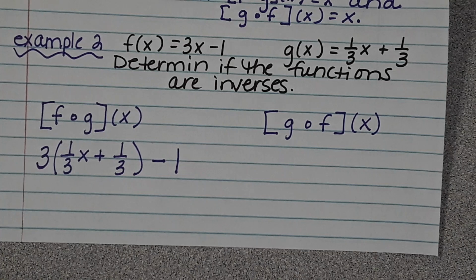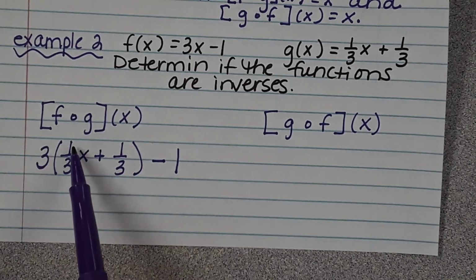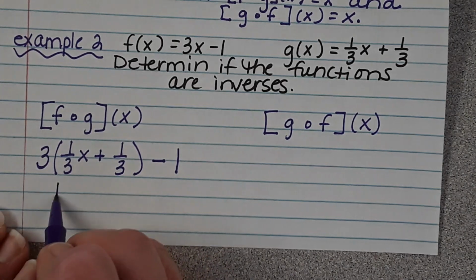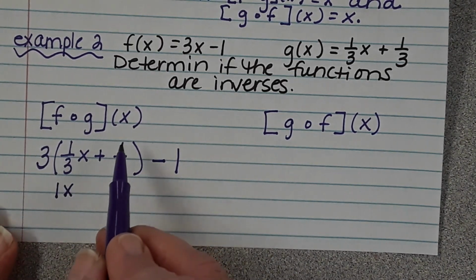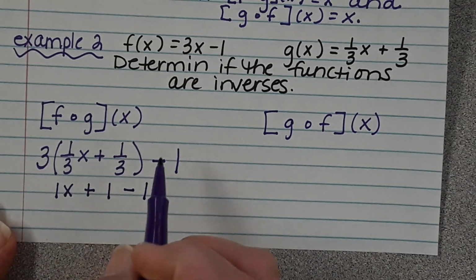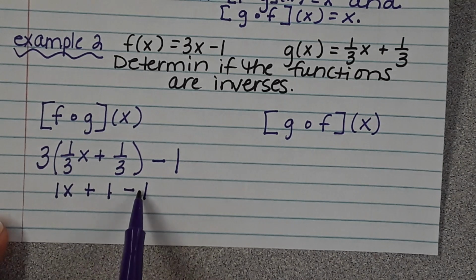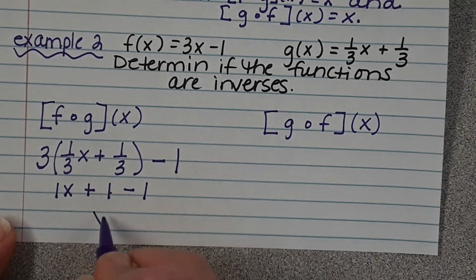You guys, when you multiply fractions, multiply the whole number times the numerator. So 3 times 1 is 3. 3 divided by 3 is? 1. So that would be 1x. 3 times 1 is? 3. 3 divided by 3 is? 1. So it would just be x. So 3 times 1/3 is 1. What happens with the 1 minus the 1? It cancels out and I'm left with just x.